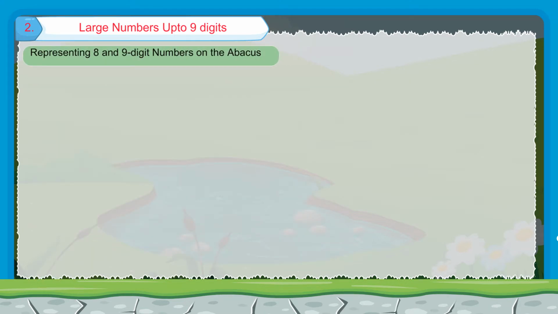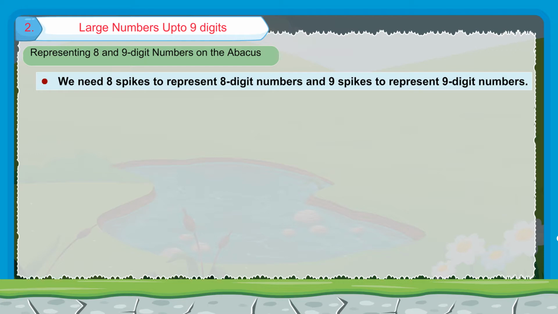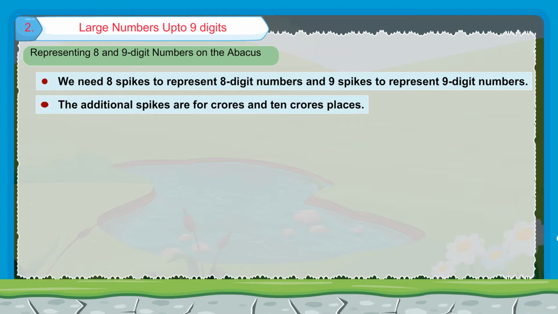Representing 8 and 9-digit numbers on the abacus. We need 8 spikes to represent 8-digit numbers and 9 spikes to represent 9-digit numbers. The additional spikes are for crores and 10 crores places.